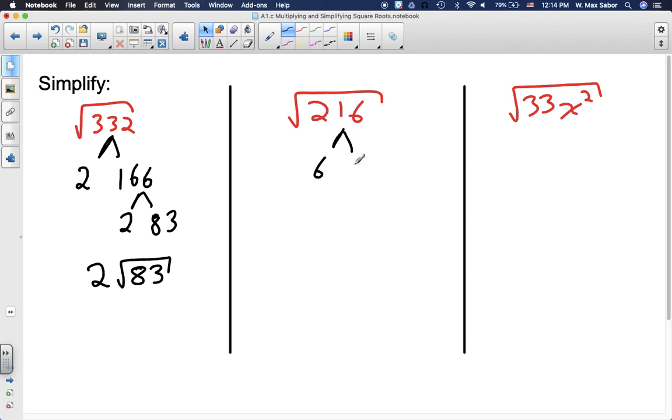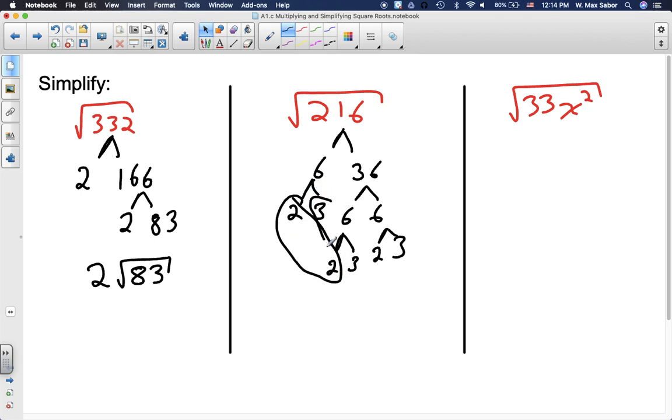216 is 6 times, let's see, 36. This is 6 times 6. Now we can keep going. We should keep going, but technically you could have stopped there if you recognized that worked. So there's a pair of 2's, a pair of 3's, and 6 left over. So we got 2 times 3, and then in the radical, 2 times 3. So that's 6 square root of 6.